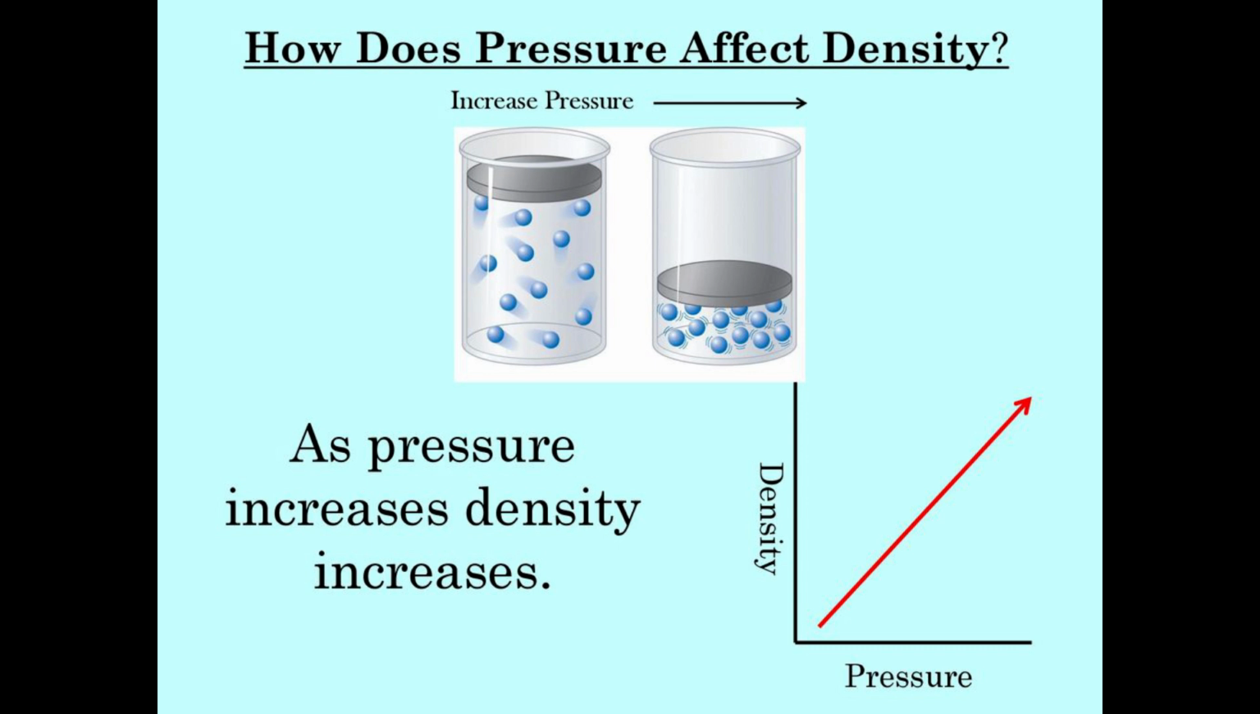The density is decreased because density is directly proportional to pressure. If the pressure is doubled, the density is doubled. If the pressure is lowered, the density is lowered. This statement is true only at a constant temperature.